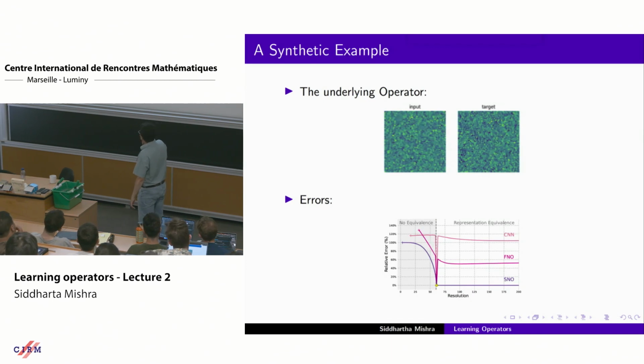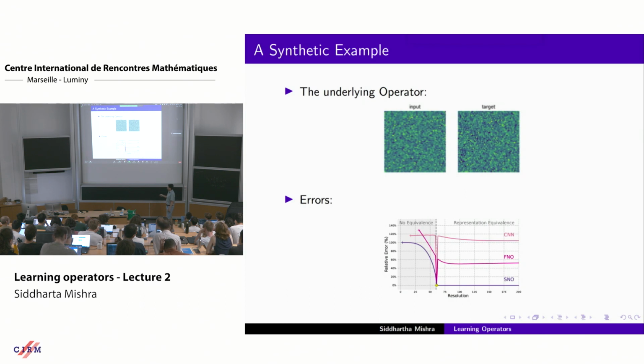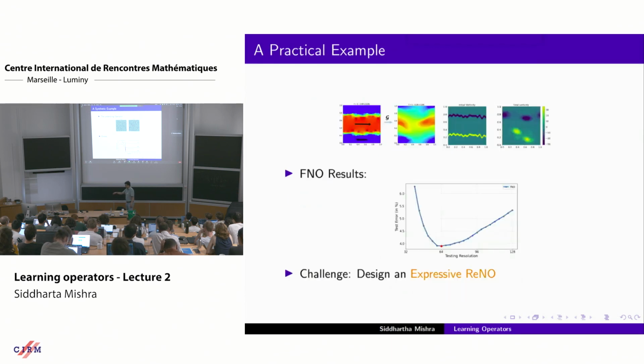So in theory and in practice, FNO is not a ReNO, whereas at least under certain conditions, SNO is going to be a ReNO. And this is not just a theoretical problem, because on the same problem that we had before, why doesn't this work? Yeah.